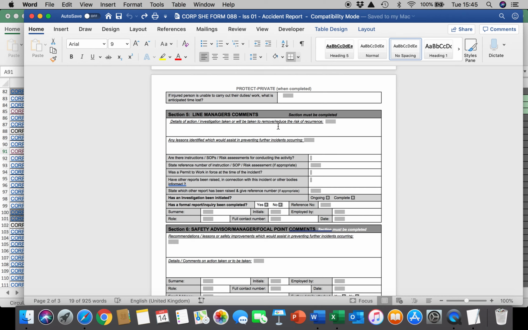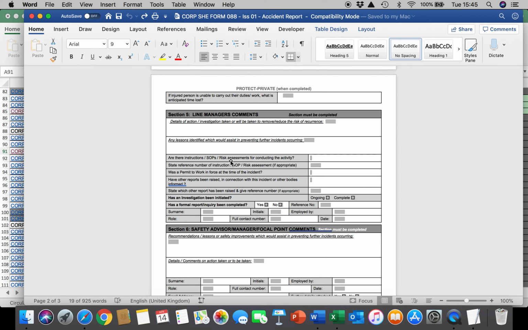Okay, and then managers' comments in here. So again, for line managers, contract managers, you've got to put in here details of action of investigation taken to reduce or remove a reoccurrence of that incident happening. Lessons identified in here. Are there any instructions on operational procedures, risk assessments? That includes RAMs for conducting the activity. So again, you need to cross-reference it with the RAMs.